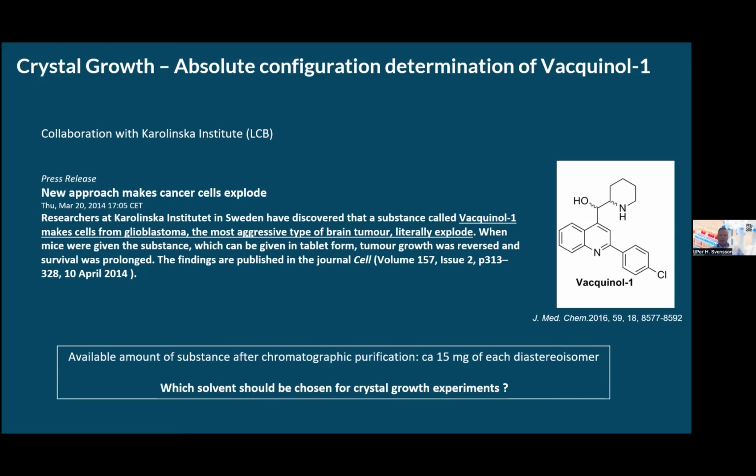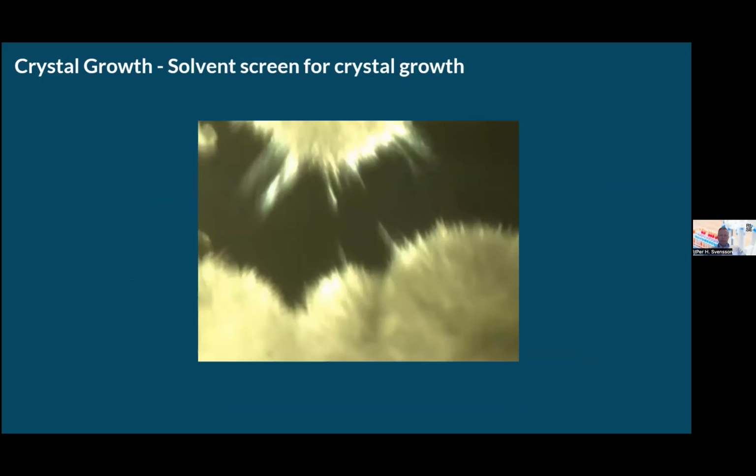There was, however, a small amount of diastereomer substance available, making a crystal necessary for the X-ray determination of the absolute configuration. Subsequently, a critical question emerged. Which solvent should we be using for the crystal growth experiments? And of course, with 50 milligrams of substance, you can't waste, and you have to try to target the right solvent at an early stage.